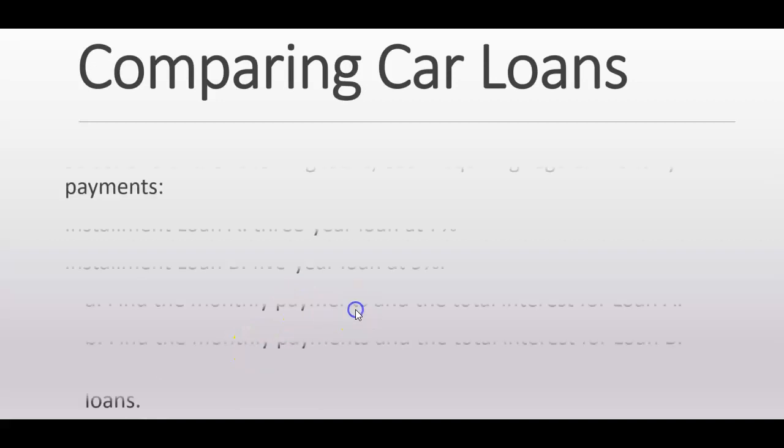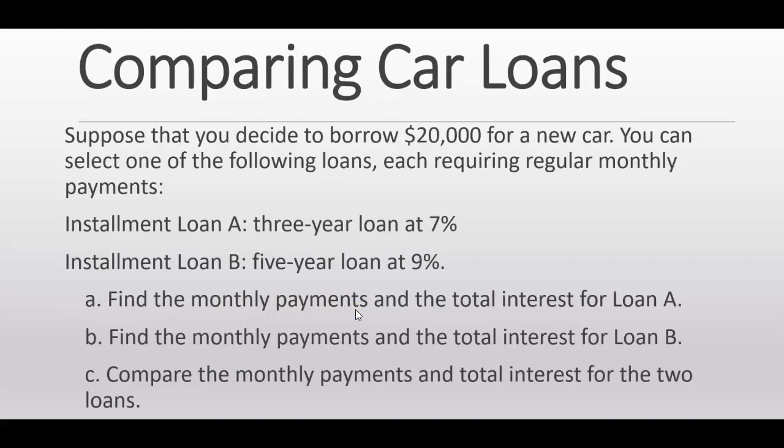Comparing car loans. Suppose that you decide to borrow $20,000 for a new car, and you have two options here. One is a 3-year loan at 7% and the other is a 5-year loan at 9%. Now I want you to see which installment loan is better. Is the 3-year one better or the 5-year one better? How do I find out?